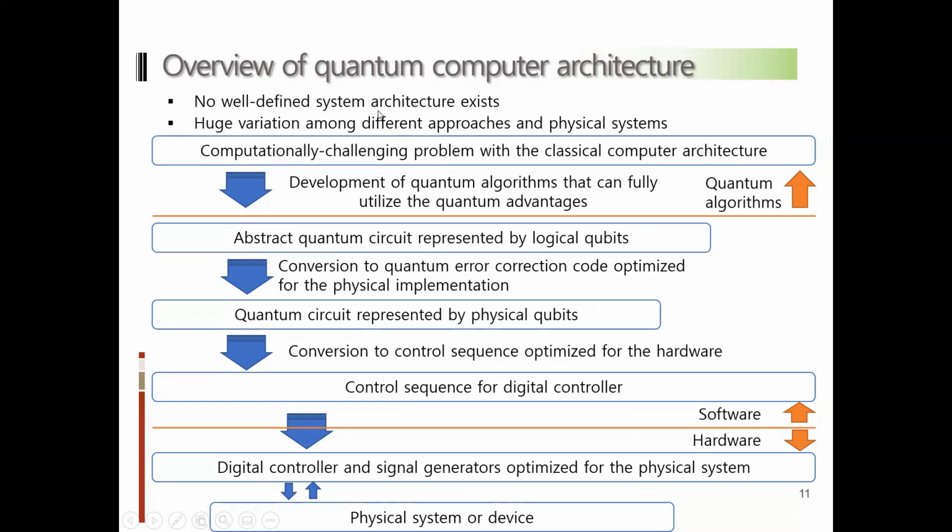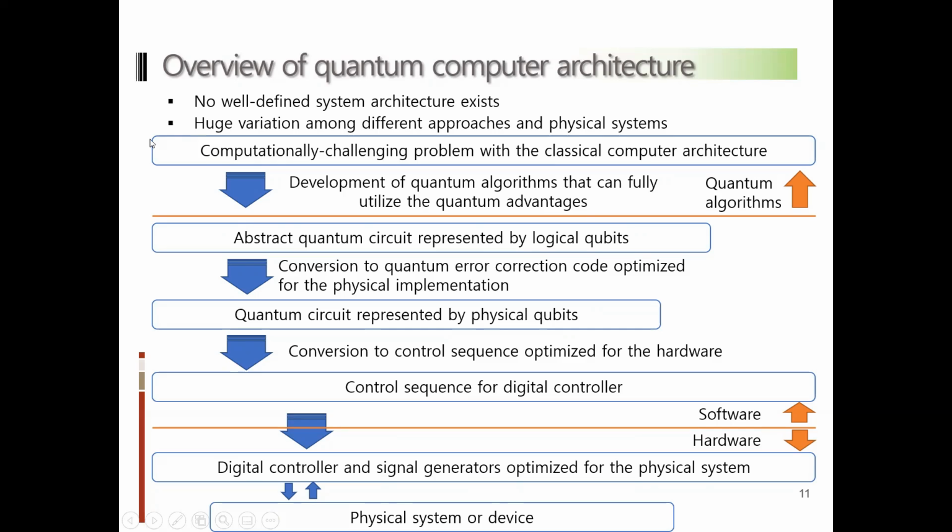For example, I'm using ion trap, but a lot of people also use superconductors, and a lot of groups are using quantum dots or NV centers or photons, and each of them has its own physical advantages and disadvantages. So based on those differences, you should design your quantum computer architecture along some different directions.